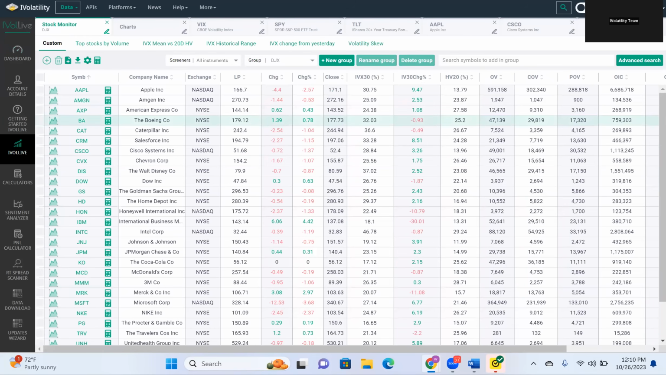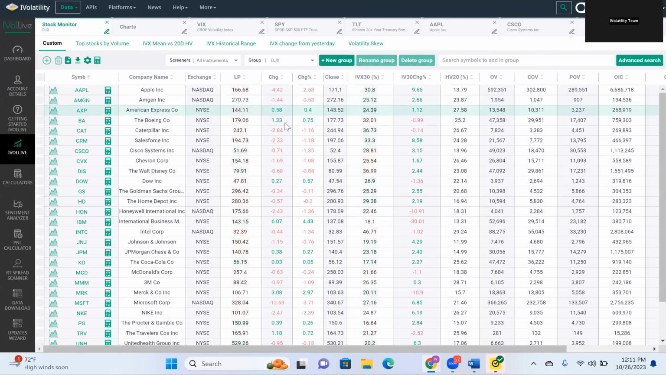So here we are. This is going to be your default view, especially if you did just join us and sign up for IVolLive. It'll default to the stock monitor covering DJX, which is Dow Jones. So you're going to have the symbol, company name, exchange. This is going to be last price. When in doubt, always hover your mouse cursor over a column, and you'll be able to see what each column represents. And then you could sort in ascending or descending.